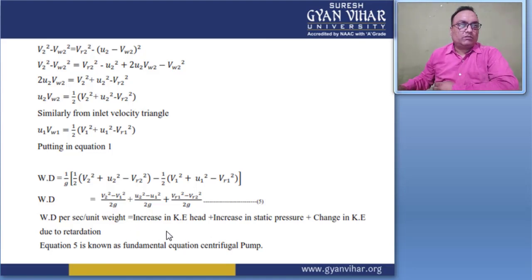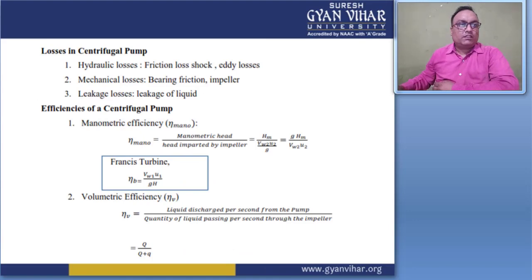So move to the next slide. This is the losses. This slide gives the losses related to the pump, and these are the 3 types of losses. First one is hydraulic loss, second is mechanical loss, and third is leakage loss. Hydraulic loss gives the frictional loss, shock, and the eddy losses, and the mechanical losses give the bearing friction, impeller losses, and leakage loss is provided by the leakage of the liquid also.